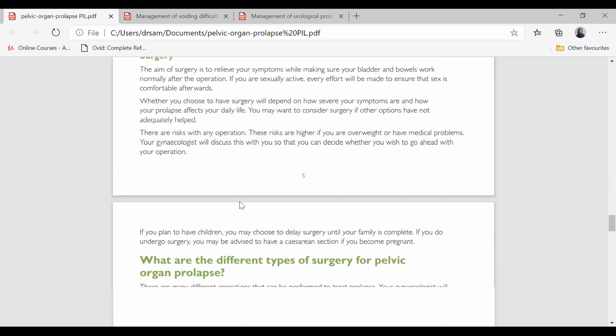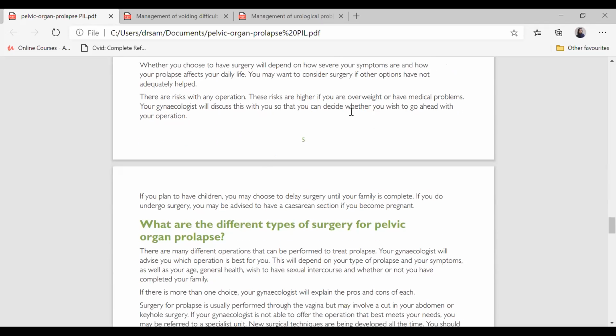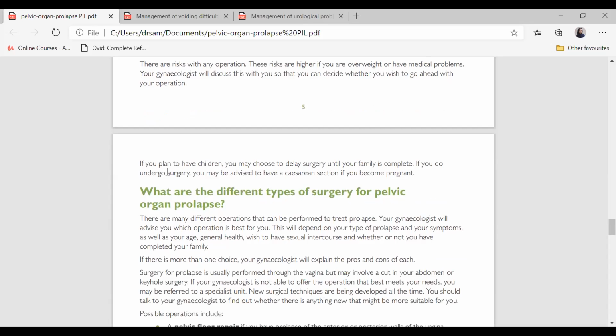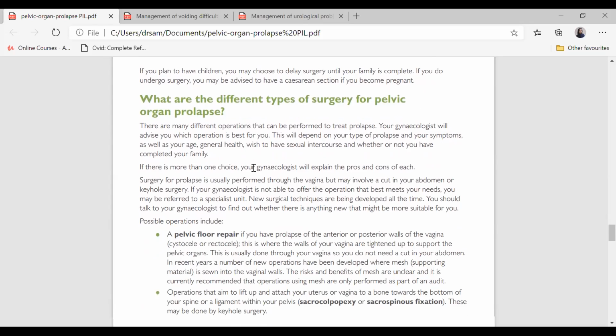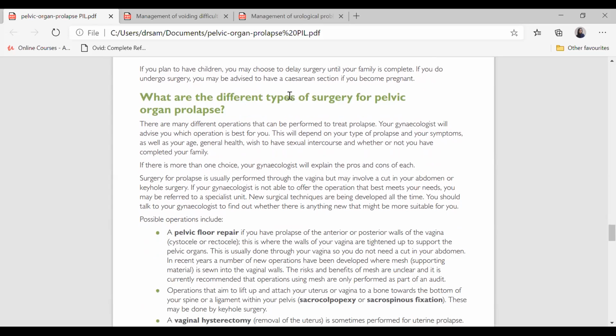Risks are, if you are overweight or have a medical problem, then there's some risk, but you will be sent to the anesthetist. He will be the best person to choose the type of anesthesia for you. Either you will be put to sleep or you will be given a back injection. You can say that you need to be referred to the anesthetist before your operation.